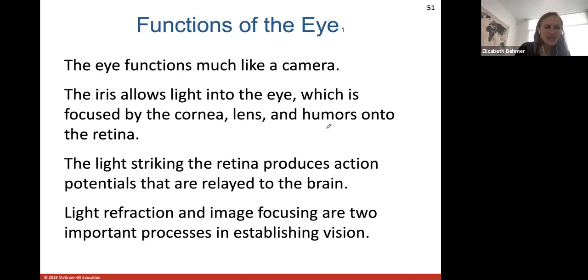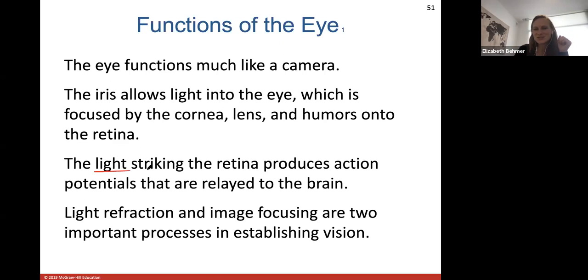Then the functions of the eye, and we'll just get through a couple of these functions, and then I think we'll pause here. Your eye functions a lot like a camera, where the iris allows light into your eye, which is focused by the cornea, the lens, and humors onto the retina. So the iris brings in the light, and then that light or those images are focused or refracted back on the retina where it should be.